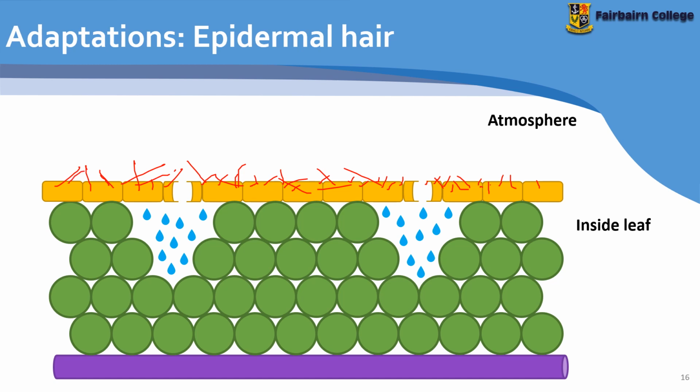And the reason for this is as the water escapes out of the plant through diffusion or evaporation, it gets stuck in these hairs, or they stay around the leaf because of these hairs. So this reduces the diffusion gradient, because the immediate environment outside of the leaf has a higher concentration of water. So this reduces the diffusion gradient. Okay, so this is the next adaptation, epidermal hairs.